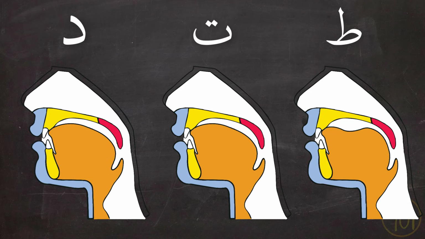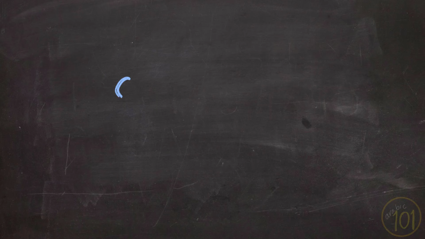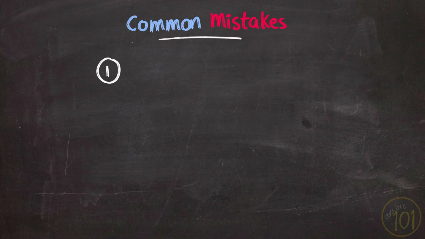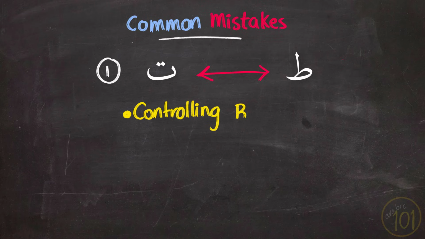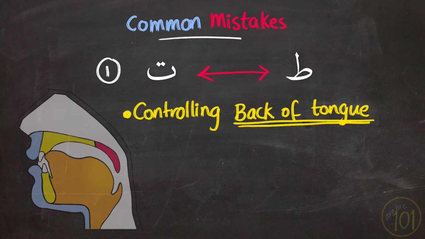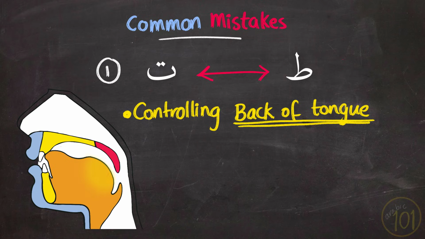And the fact that they are quite similar is the reason why there are some common mistakes related to them. The first common mistake is pronouncing ta as ta or ta as ta, so basically mixing them up together. This happens when the back of the tongue is not controlled properly. So, in the case of ta, if the back of the tongue is not raised enough, your ta will not sound full enough, like that.